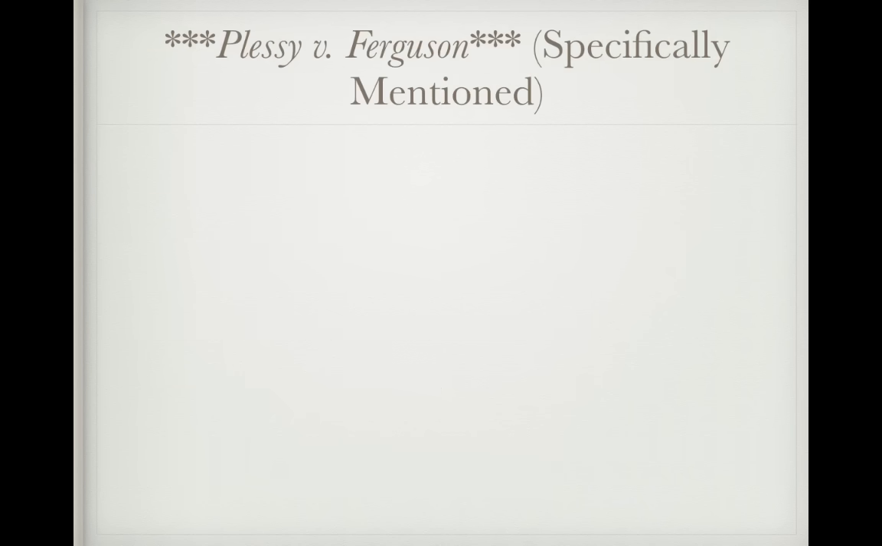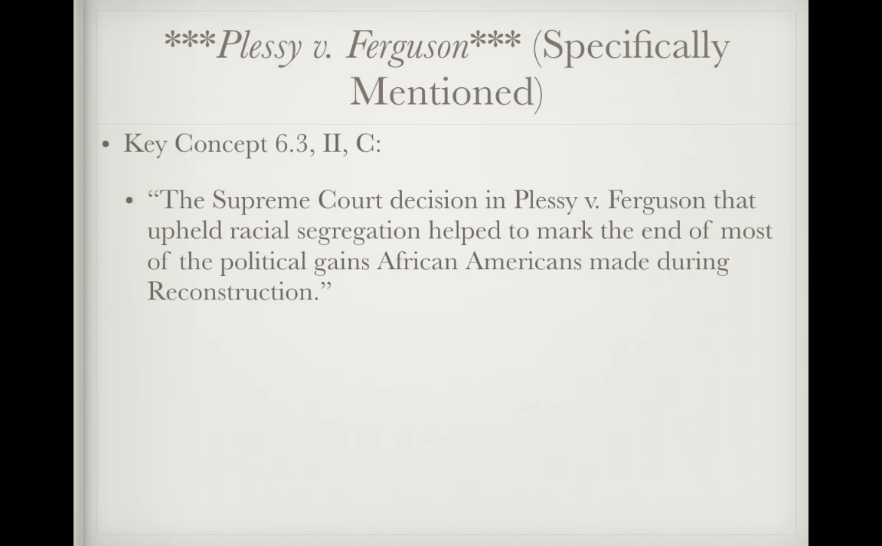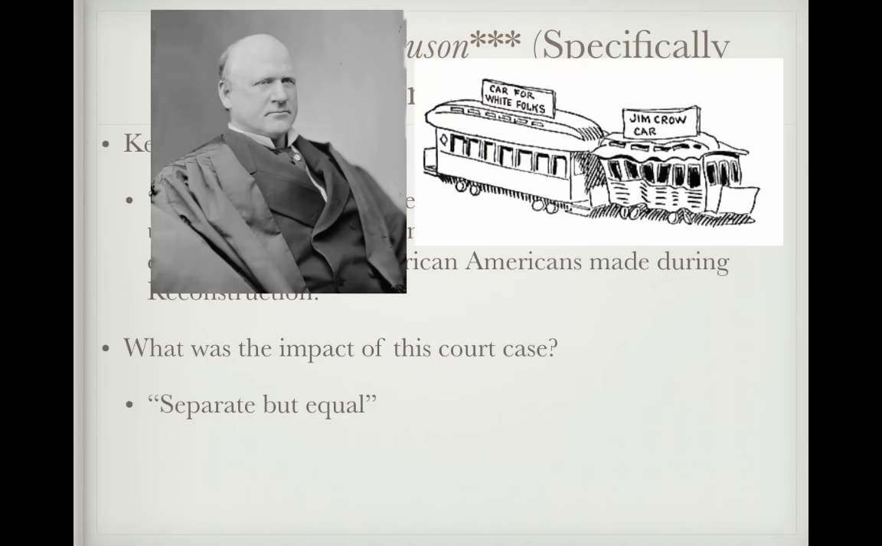All right, our next court case, number 2 that is specifically mentioned, Plessy versus Ferguson. Key concept 6.3, Roman numeral 2, letter C: the Supreme Court decision in Plessy versus Ferguson that upheld racial segregation helped to mark the end of most of the political gains African Americans made during Reconstruction. So the impact of this case, there is a phrase that is entered into American vocabulary, and that is separate but equal. Now, all of the justices ruled in favor of separate but equal, but John Marshall Harlan was known as the Great Dissenter because he was against the Supreme Court's decision.